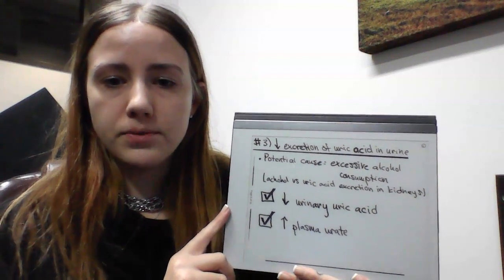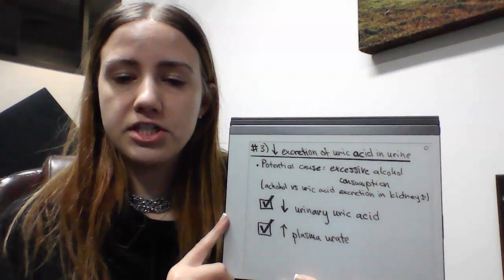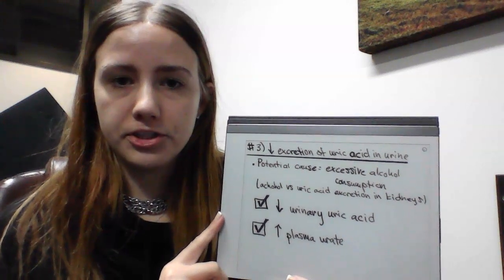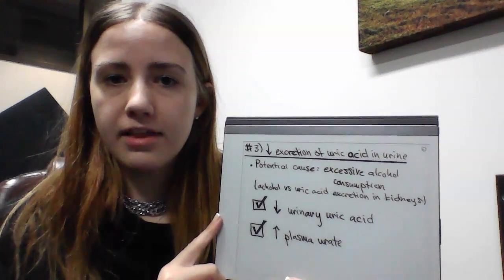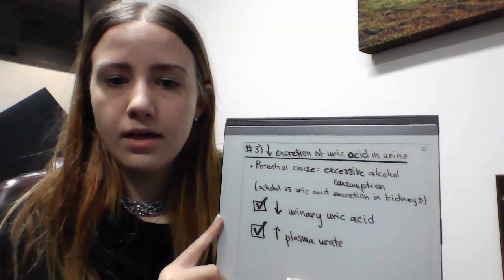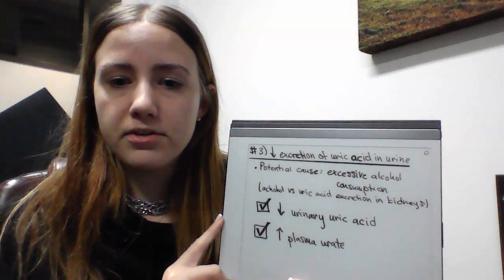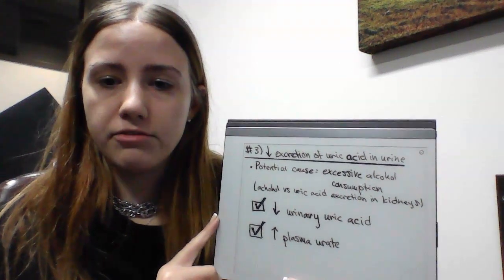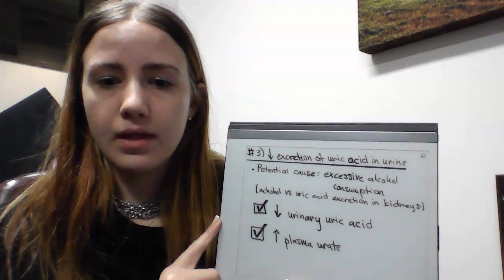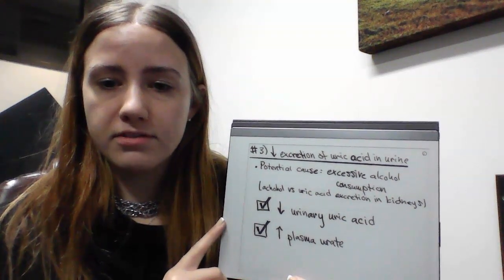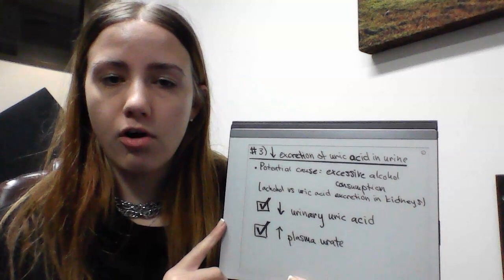The third option is a decrease in the excretion of uric acid in the urine. I do believe that this is the case. I believe that the patient suffers from a decrease in excretion of uric acid in the urine, and a possible cause of this is excessive alcohol consumption.